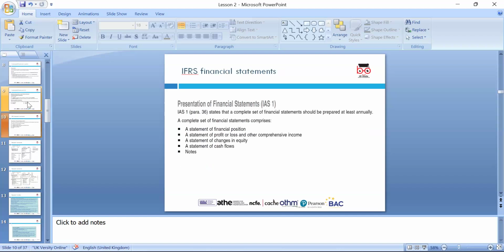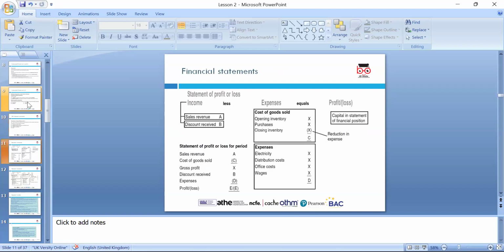So financial statements, we prepare under IAS 1, international accounting standard 1. We can call them statement of financial position, statement of profit and loss and comprehensive income, statement of changes in equity. These are the four statements under IAS, as we mentioned earlier. We need to prepare them.